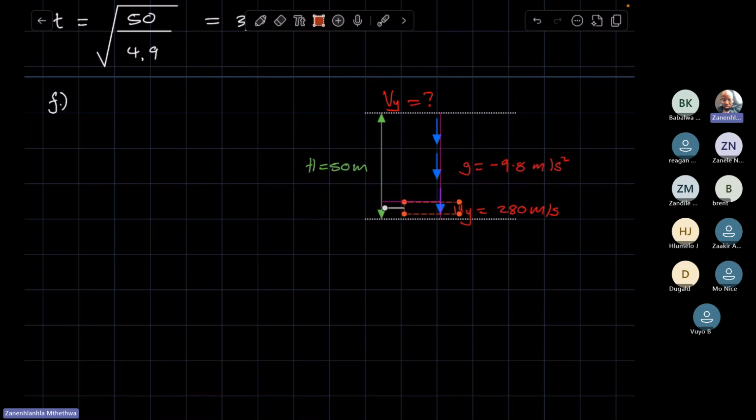This is now moving to the ground. This is not that anymore. So the initial is at the top. This is freely falling from the building. So this is Uy. Uy is 0 meters per second.